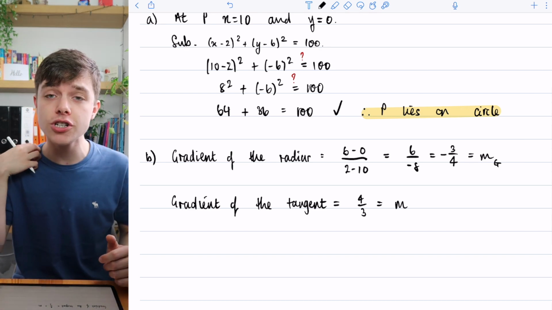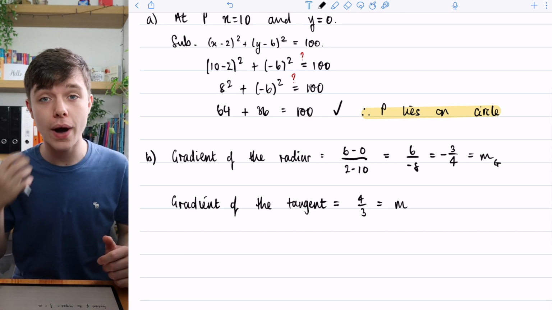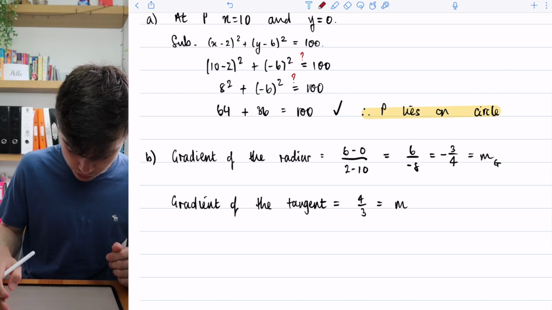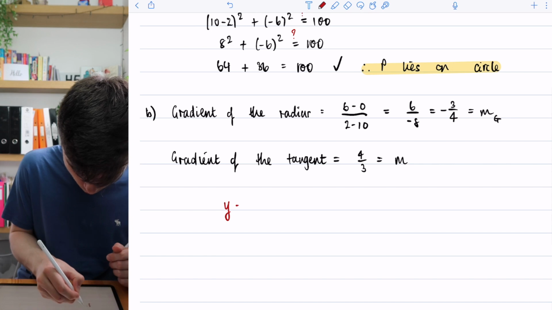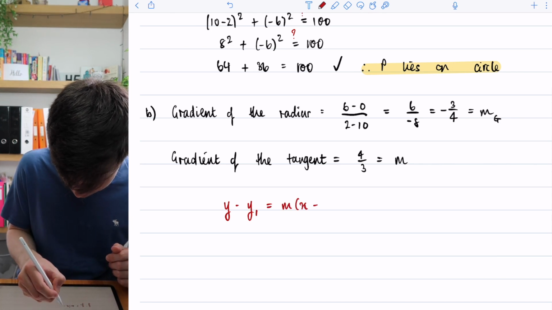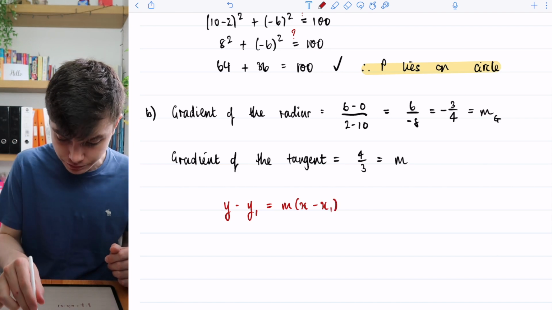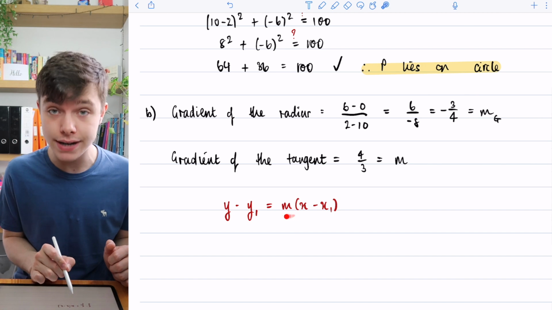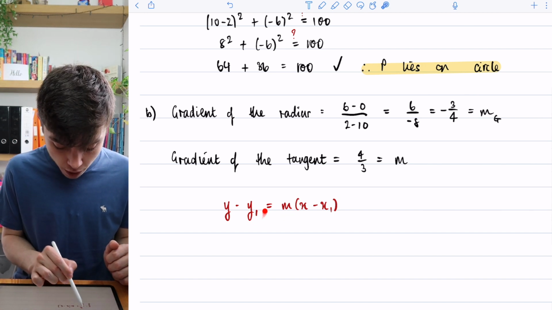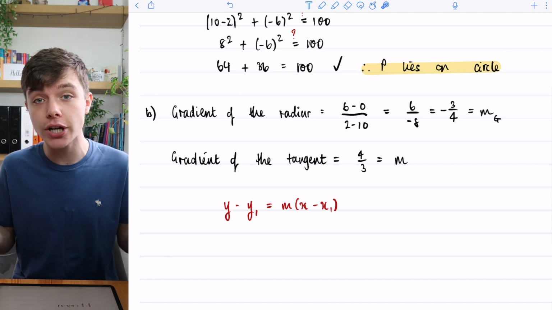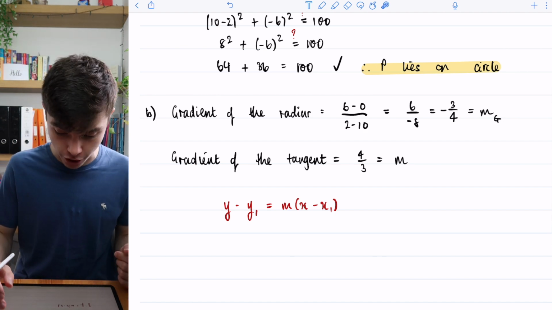Then we can substitute into our equation for a straight line. The form I'm going to use is this: y minus y1 is equal to m times (x minus x1). Remember, y and x are just fixed. m is the gradient of the line, and then y1 and x1 are the x and y coordinates from any point on the line. Well, we have a point.